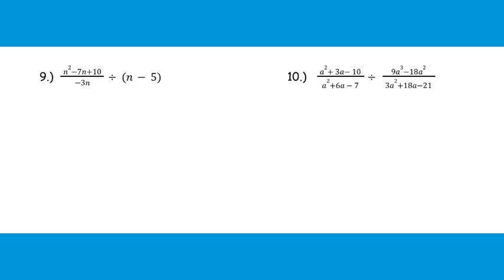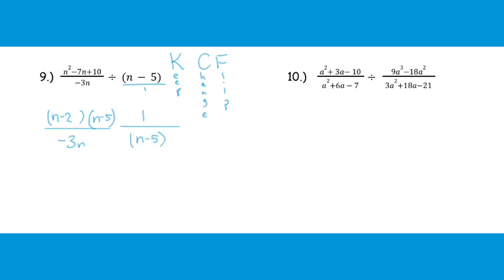Number 9, I'm going to go ahead and change, flip when I divide. I keep the first, I change the sign to multiplying, and I flip the second. Right, so I'm going to factor when I keep the first. Two numbers that multiply to be 10 and add to be negative 7 are negative 5 and negative 2. Right? And then any number can be written over 1 to become a fraction, so I flip that, putting 1 over n minus 5. I get to cancel out and multiply straight across, and we're good to go. Oh, I noticed that I didn't put a multiplication symbol right there.